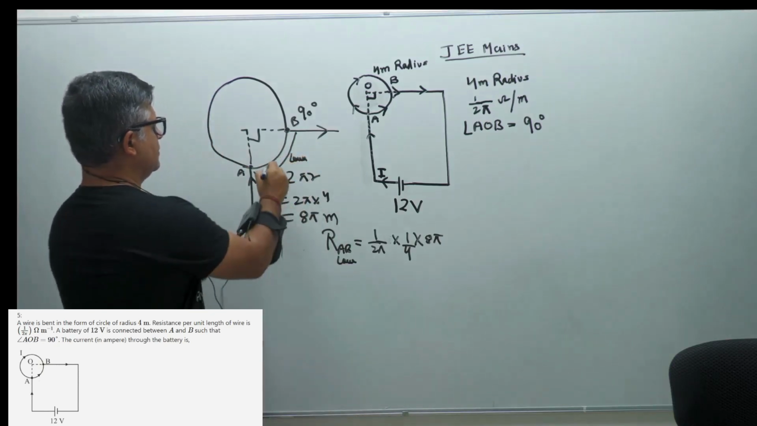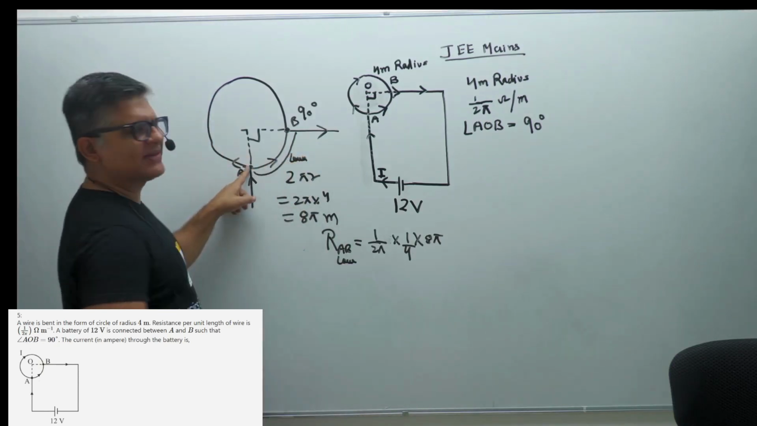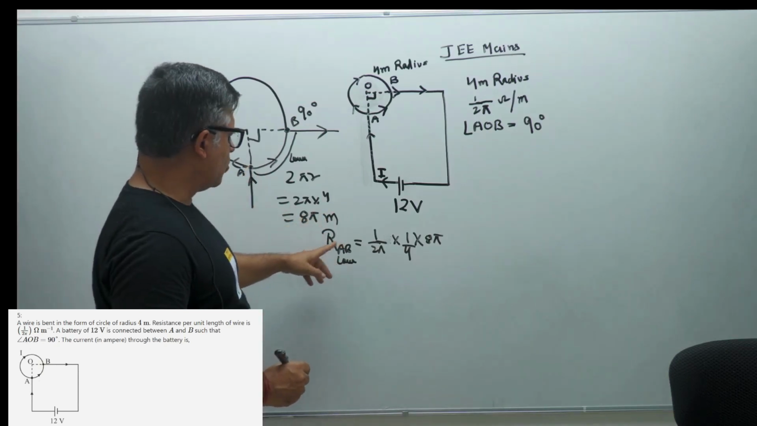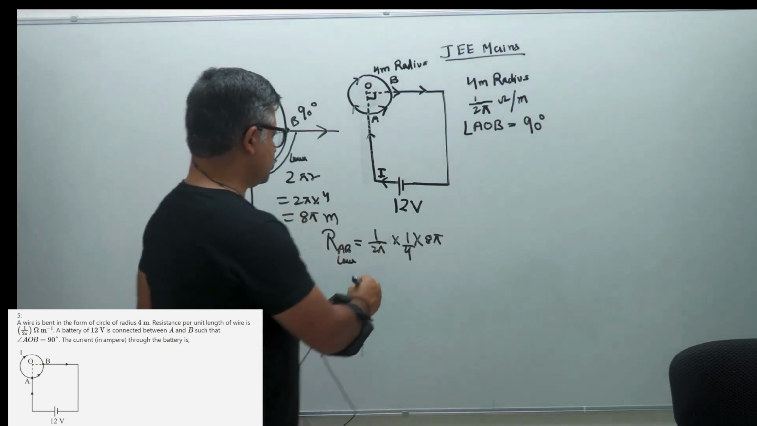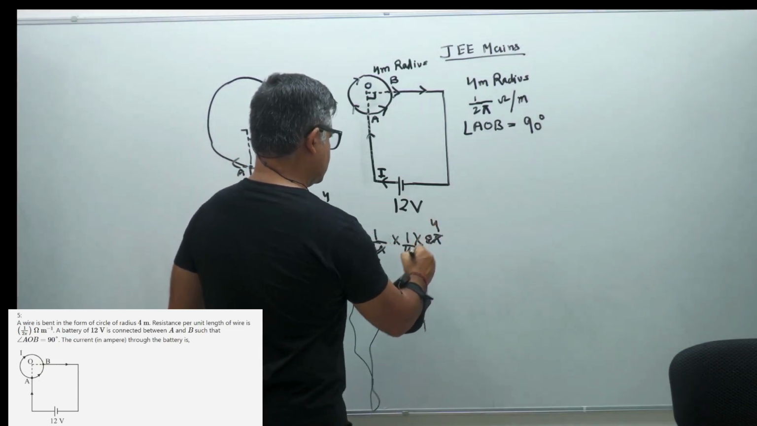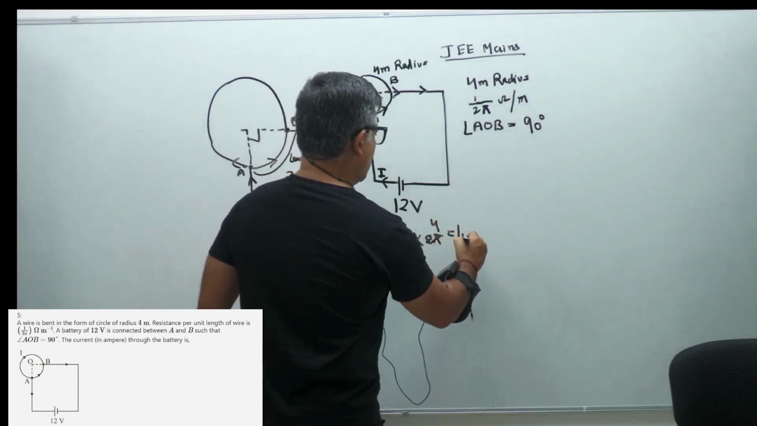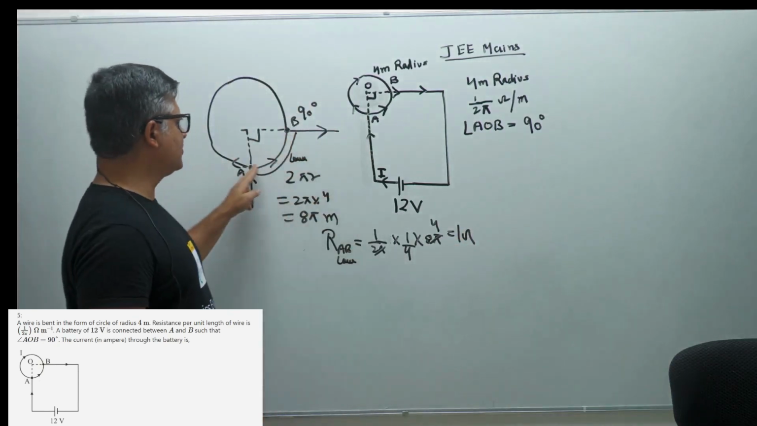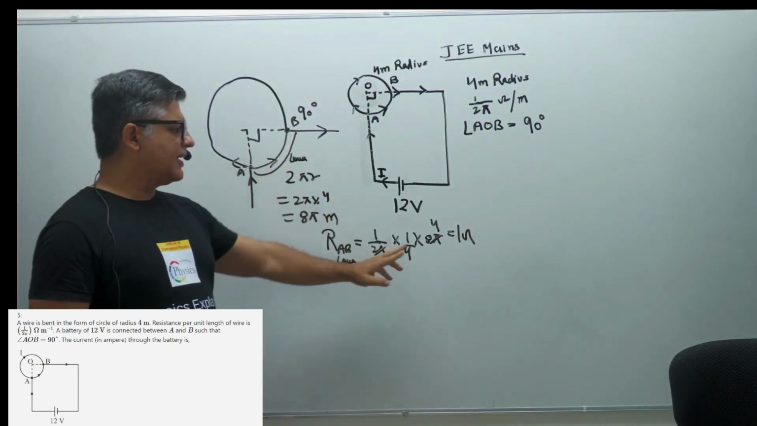This is where the current splits, and the value of the resistance which you get for the lower arc is 1 ohm. So 1/4 of the wire is 1 ohm.